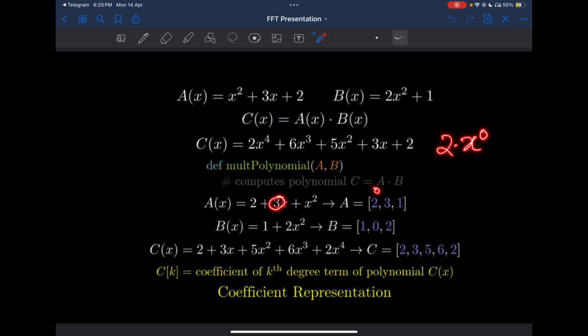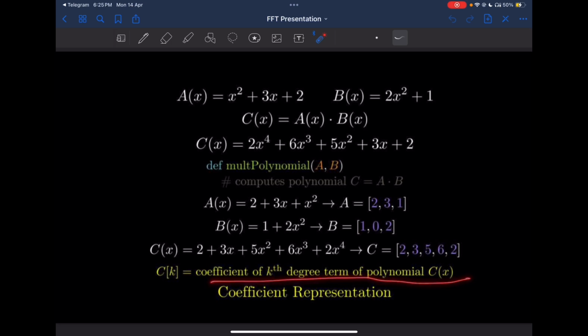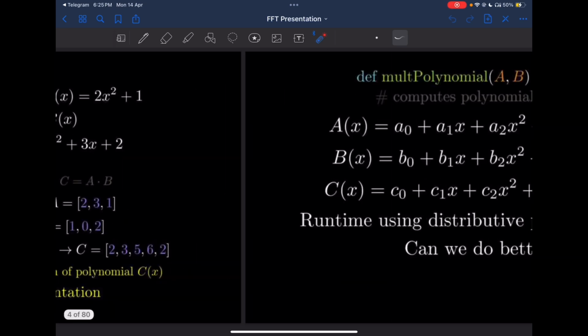This is 3, which is multiplied by x to the power 1. That's why it is present at the first index, right? This is 1 multiplied by x to the power 2. That's why it is present at the second index, right? So similarly, we represent polynomials in terms of arrays, right? So essentially, what we say is that C of k is the coefficient of the kth degree term of a polynomial, C of x. Therefore, we call this a coefficient representation of a polynomial.